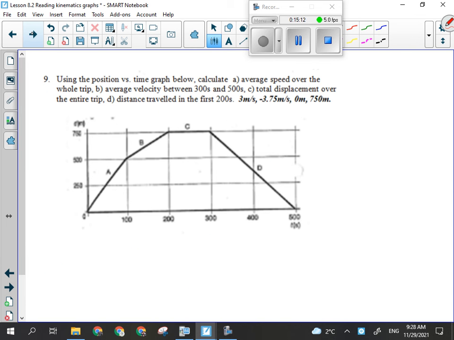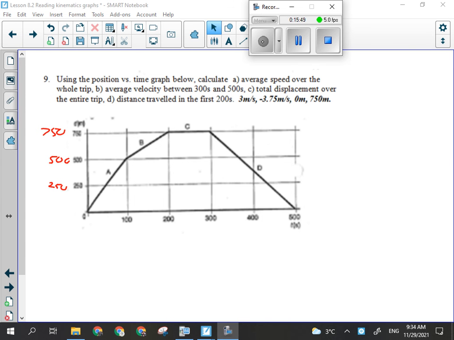Okay, switch gears. See what you remember. This is a position versus time graph. Because on a test, you're going to get both. You got to be able to switch gears quickly between velocity versus time and position versus time graphs. So we're looking for average speed over the whole trip, average velocity between 300 and 500 seconds, and because this is really hard to read, this is 250, this is 500, this is 750, and 100, 200, 300, 400, 500.